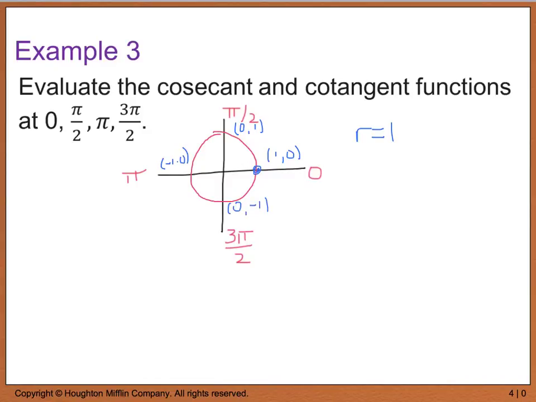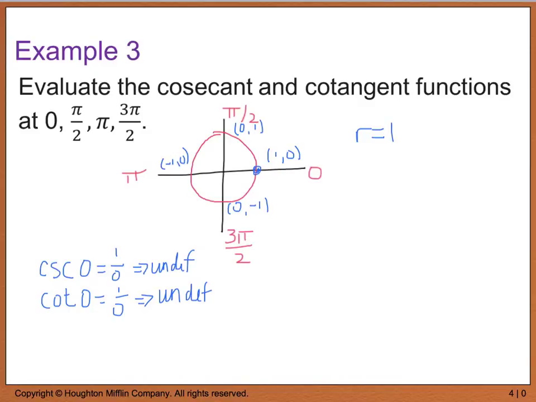So, when I go to look at the cosecant function, cosecant of 0 is equal to, cosecant is really equal to r divided by y, which is 1 divided by y, which is 0, so this tells me that it's undefined. When I go to look at the cotangent of 0, cotangent is really equal to x divided by y, or 1 divided by 0, which is also undefined.